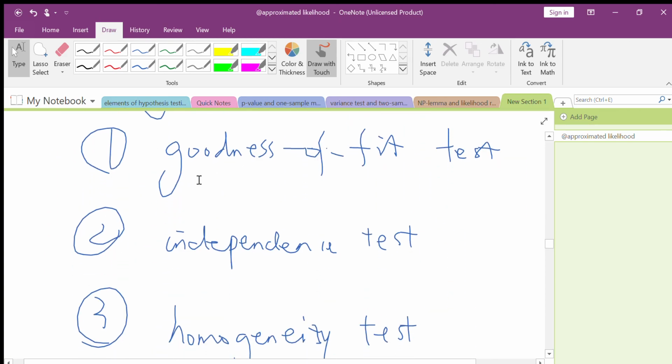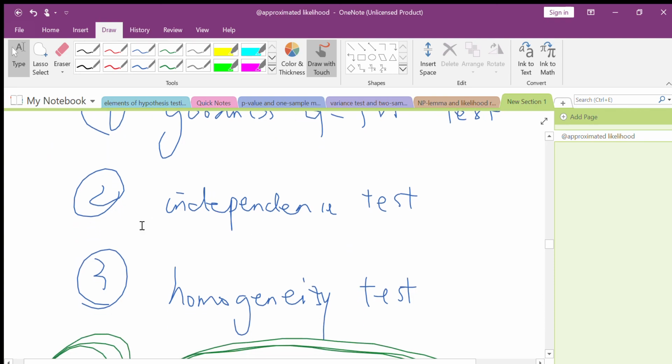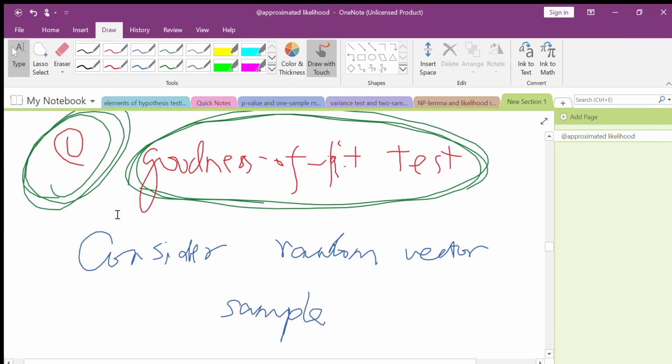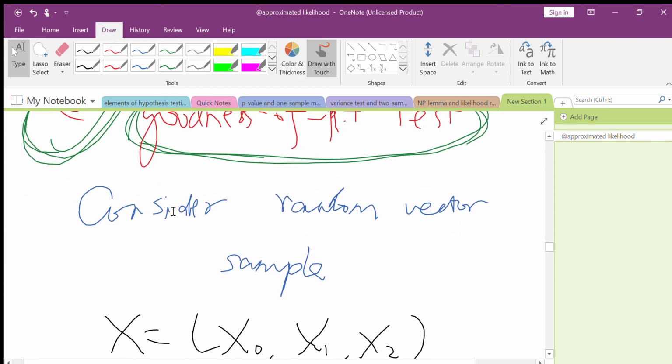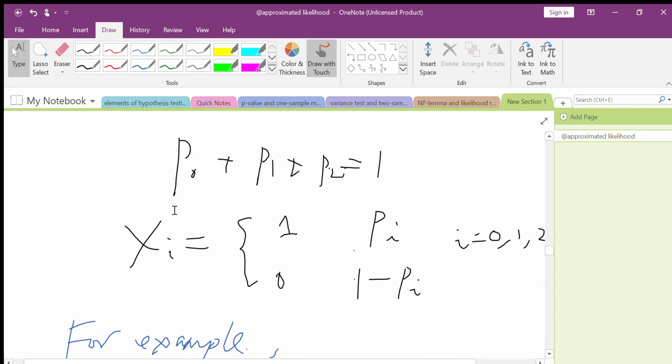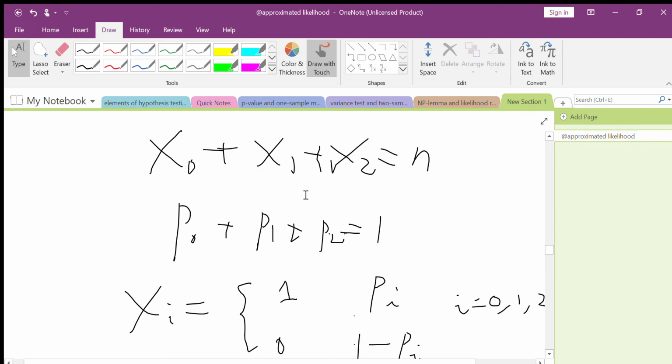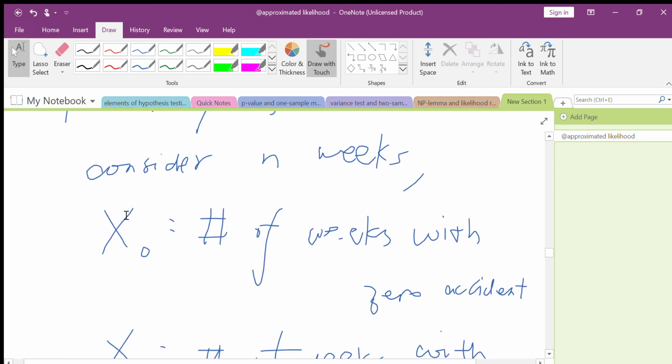Remark: the chi-square test statistic in CDA mainly has three applications. First is the goodness of fit test. Second is the independence test. The third is the homogeneity test. The first, goodness of fit test: we consider an example of, first, these three categories, where we have these two constraints, and we give an example.